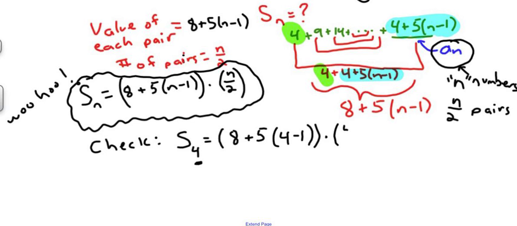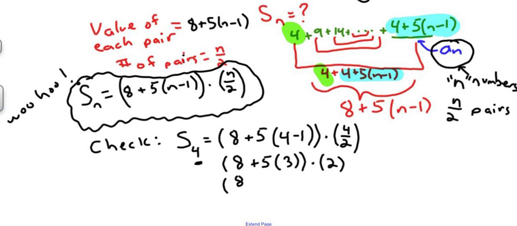Times, instead of n over 2, I'm going to write 4 over 2 because n is 4. And we can go ahead and do the math. 8 plus 5 times 3, because 4 minus 1 is 3. We do parentheses first. And we can go ahead and do the other parentheses. 4 divided by 2 is 2. That makes sense. We have 2 pairs when we had 4 numbers. 8 plus 5 times 3 is 15. All of that times 2. We still have to do parentheses first. Remember our order of operations. 8 plus 15 is 23, so we have 23 times 2, which is 46.